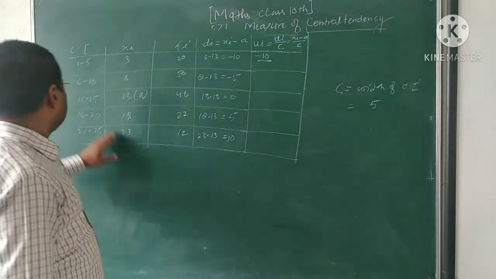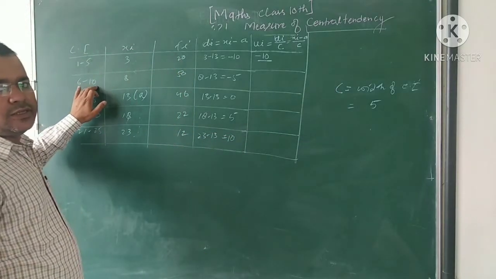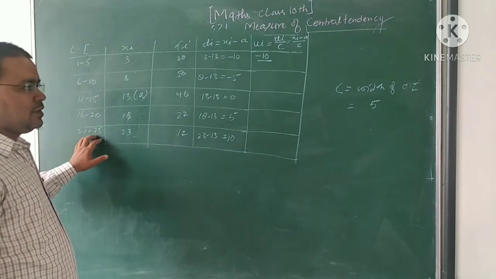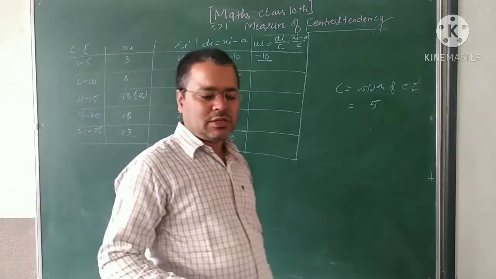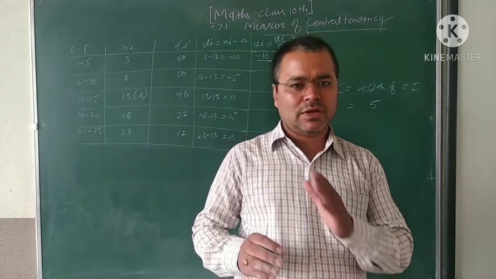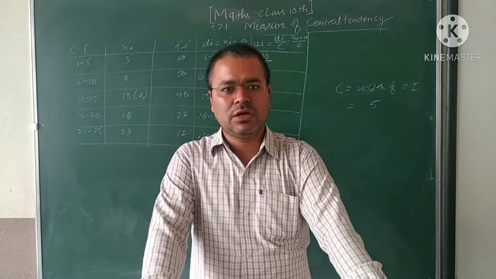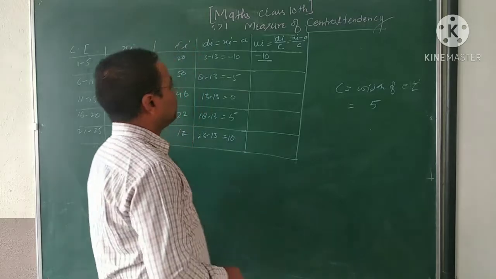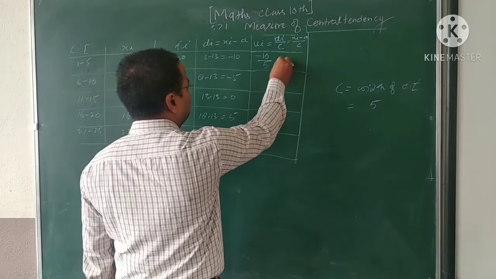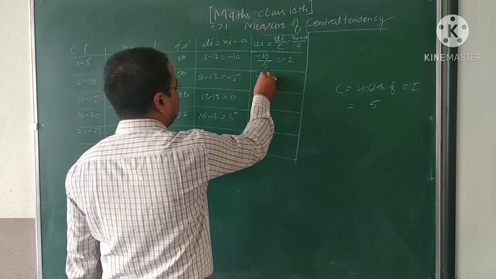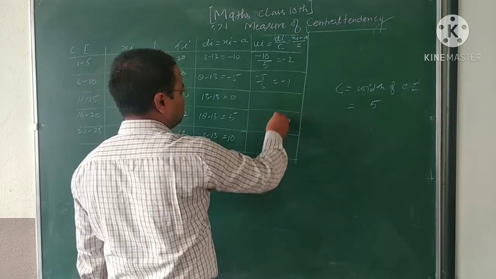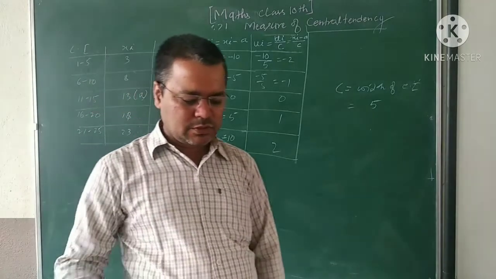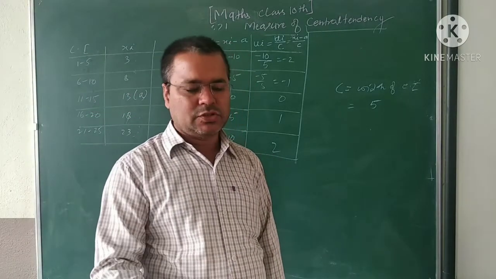Get it? Here 6 is also included, 10 is also included. Here also it will be 5. Here also 5, 5, 5. Means in each case, the width of the class interval will be 5. The formula L2 minus L1 is true only for a continuous class interval, not a discontinuous class interval. So here it will be minus 10 by 5 is equal to minus 2. Again here it will be minus 5 by 5 is equal to minus 1. It will be 0. Here 1 and 2. So minus 2, minus 1, 0, 1 and 2.